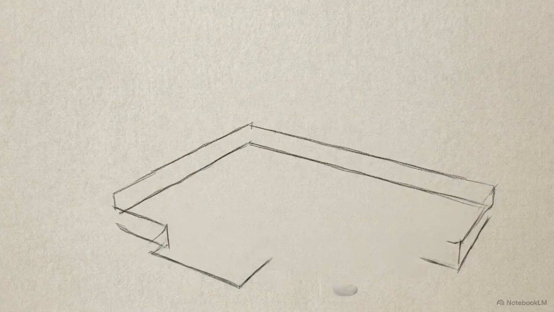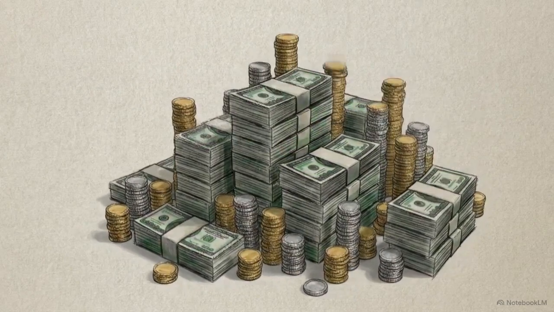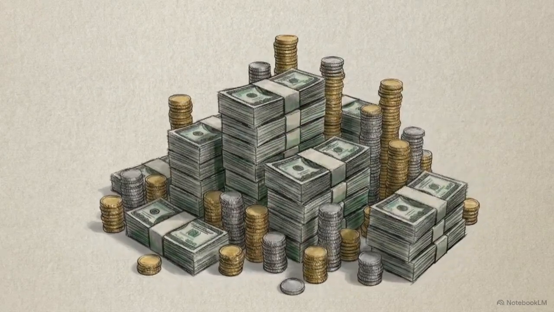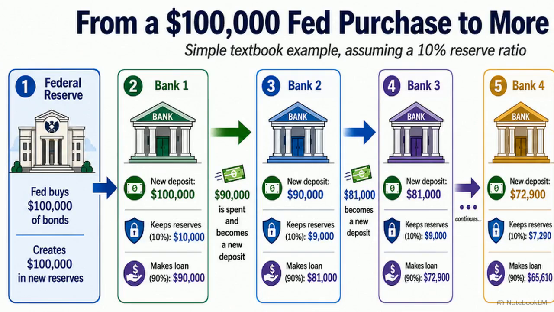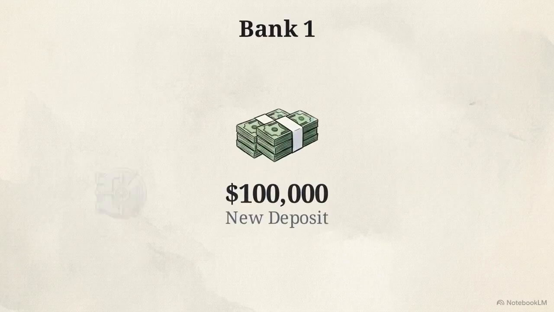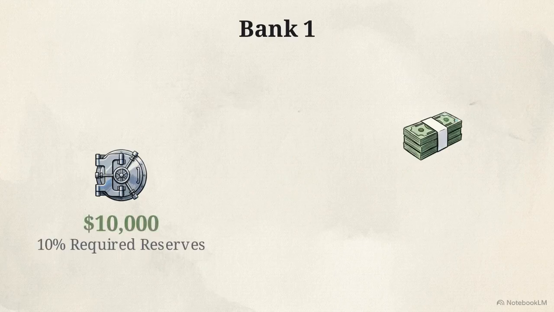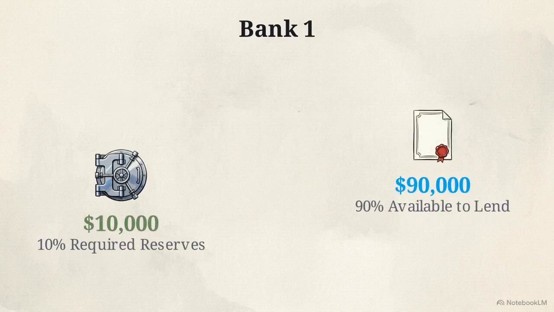But how does that raw money in the Fed's reservoir actually reach your neighborhood and grow into the broader economy? This flowchart tracks a single transaction. Let's say the Fed buys $100,000 in bonds. That creates a brand new $100,000 deposit in Bank 1. Because of the system called fractional reserve banking, banks don't keep every dollar they receive in the vault. If the reserve requirement is 10%, Bank 1 safely locks away $10,000 and loans out the remaining $90,000.